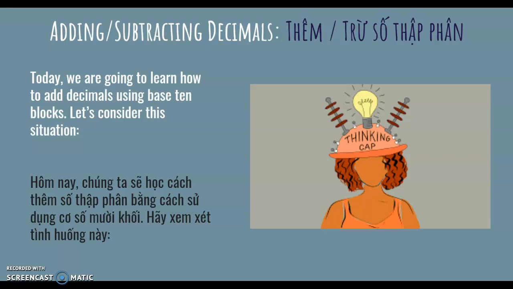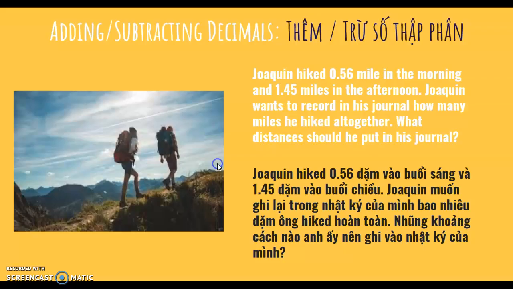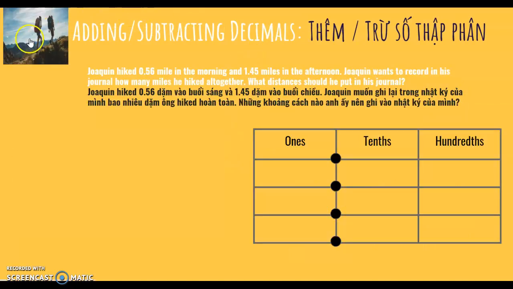Let's consider this situation. Jaquan hiked 56/100ths of a mile in the morning and 1 45/100ths of a mile in the afternoon. Jaquan wants to record in his journal how many miles he hiked altogether. What distances should he put in his journal? So we are going to figure this out by using a place value chart.